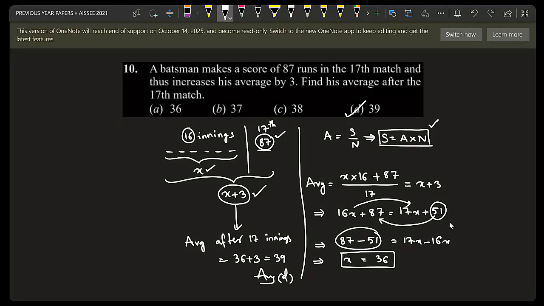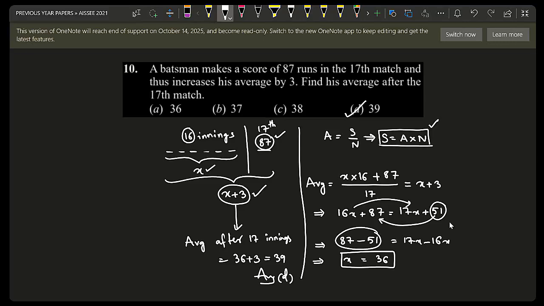Yes, Saurish. Sir, I didn't understand this question. Saurish, I explained 4 times to all the students. Every time you try to follow what is explained and what is the given question. Average means sum of observations by number of observations. In 16 innings, we don't know each individual score, but the average we are calling X.